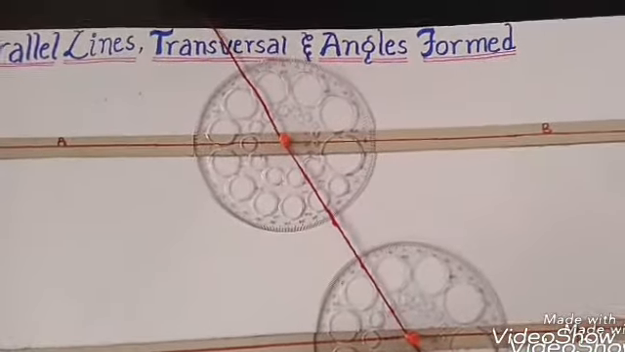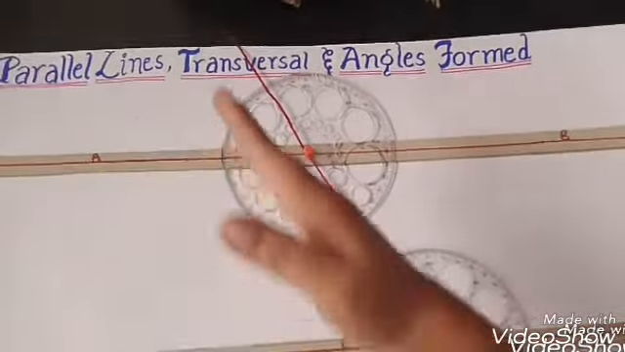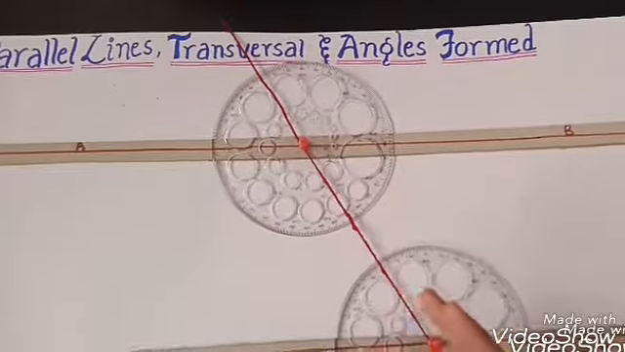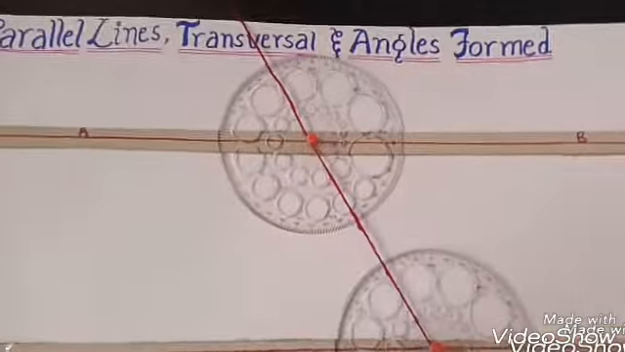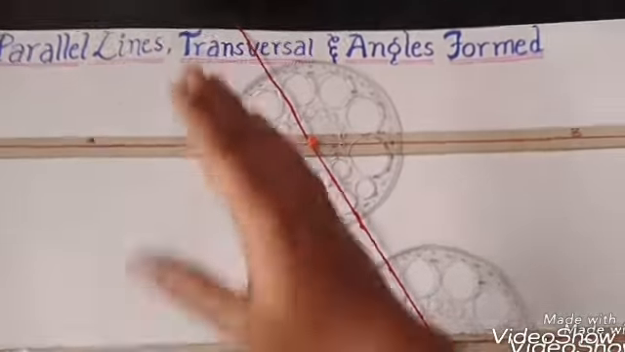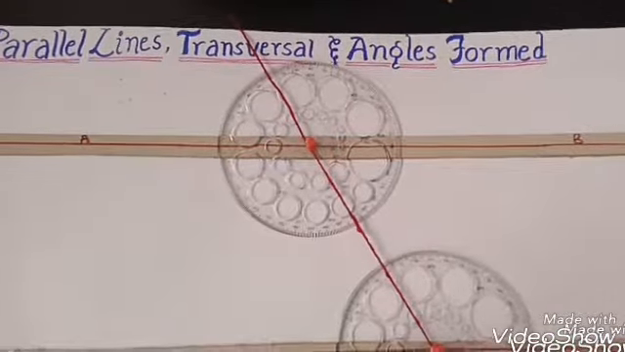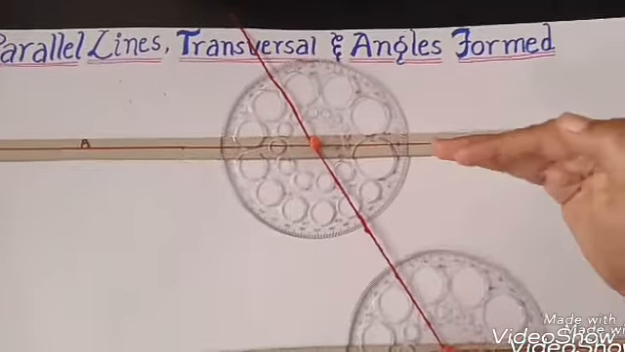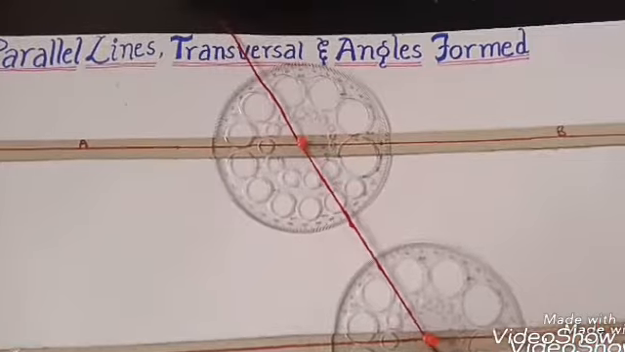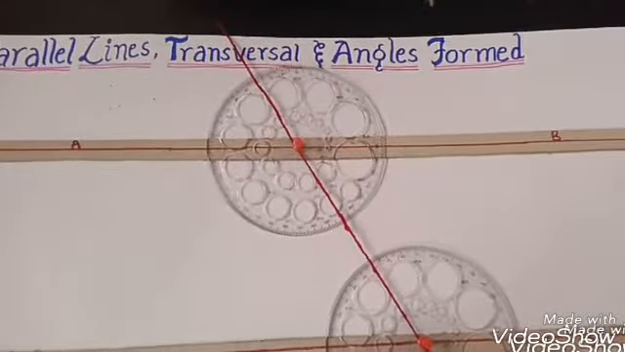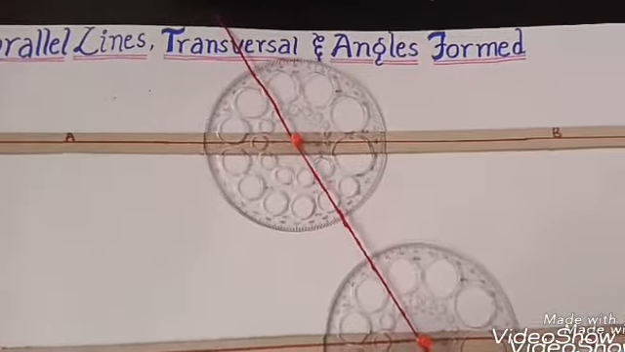whatever the distance you extend them. Now you can observe a maroon color line passing through, and this line we call a transversal. This maroon color line is a transversal because it passes through the two parallel lines AB and CD. The angles formed here we'll study in this video.